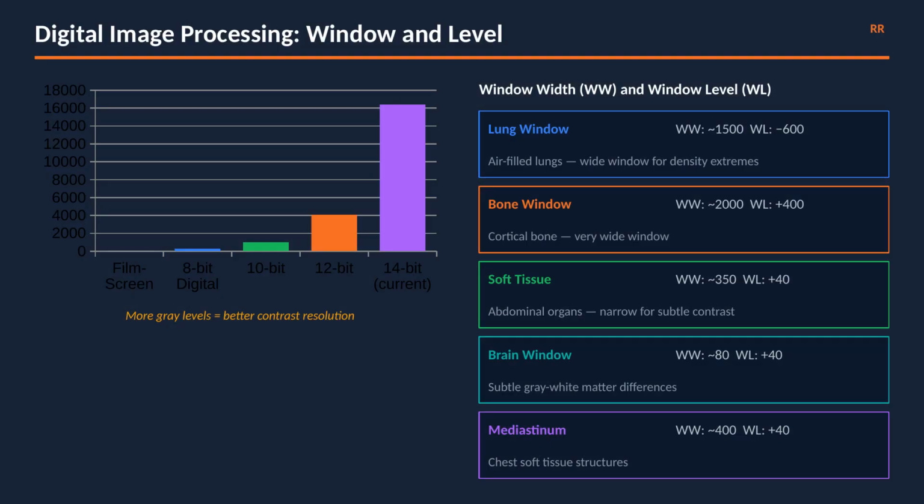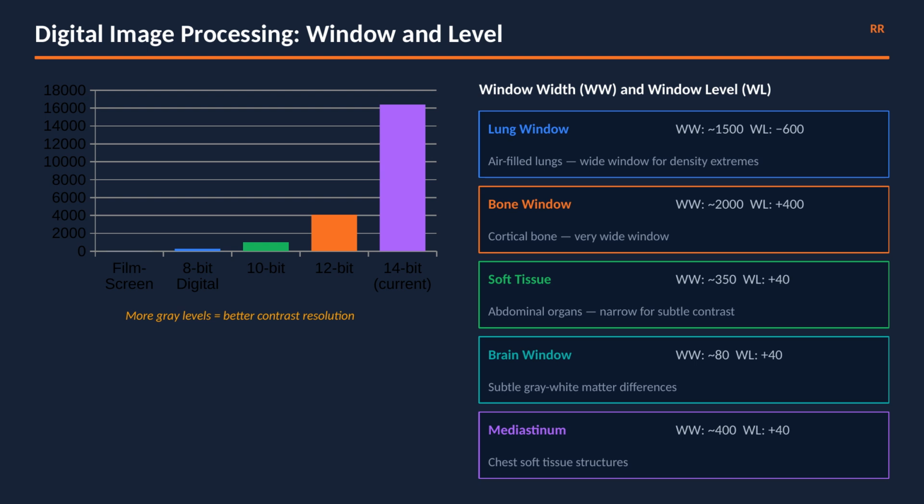The chart on the left of this slide shows dynamic range across imaging systems, from film at 25:1, up through 8-bit, 10-bit, 12-bit, to current 14-bit digital systems at more than 16,000 shades of gray.